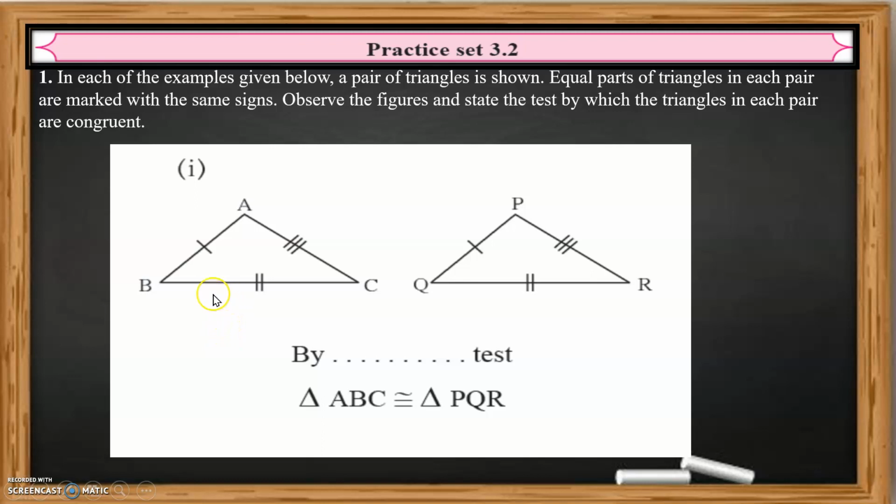So let us start understanding. Here you must have understood by which test. AB is congruent to PQ, then AC is congruent to PR and BC is congruent to QR. So that means 3 sides of this triangle are congruent to 3 sides of the second triangle. That means the two triangles will be congruent by SSS test. It's very important that you write it in the correct correspondence. So AB will be equal to PQ, BC should be equal to QR and AC should be equal to PR.